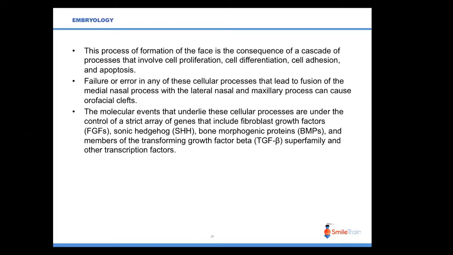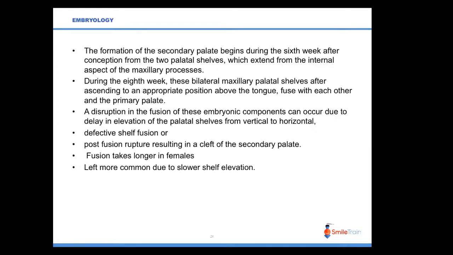The molecular events that underlie these cellular processes are under control of a strict array of genes that include the fibroblast growth factors, FGFs, the Sonic Hedgehog, SHH, the bone morphogenetic proteins, and the members of the transforming growth factor beta superfamily, and other transcription factors. So this failure of adhesion, of proliferation, of apoptosis are controlled molecularly by these genes. That's why the genetic understanding of cleft lip is very important, so we see what is responsible for this in the embryonic stage.